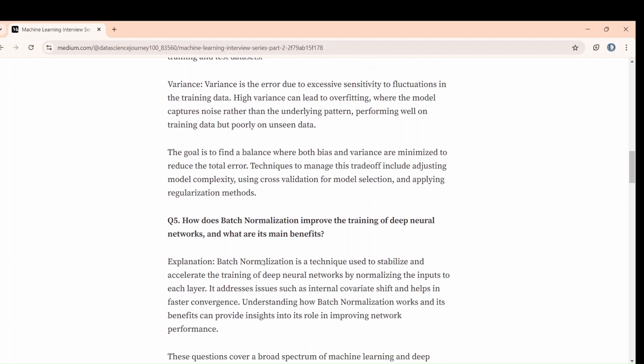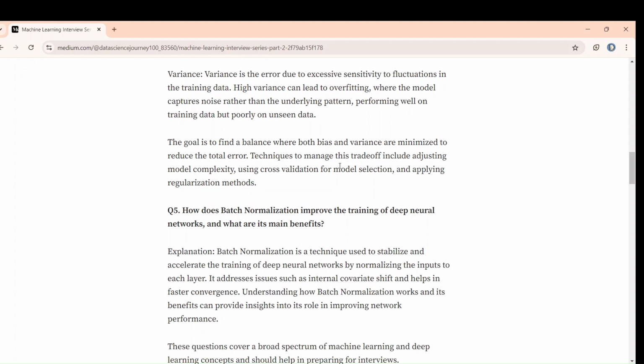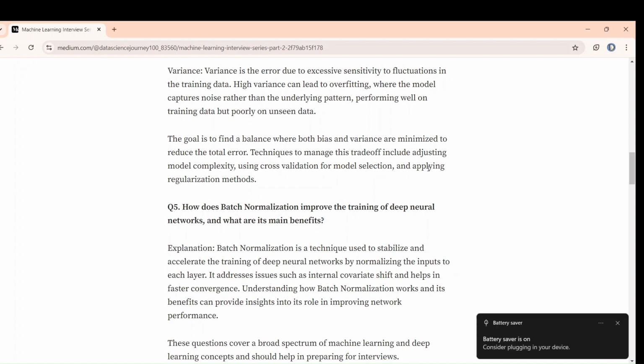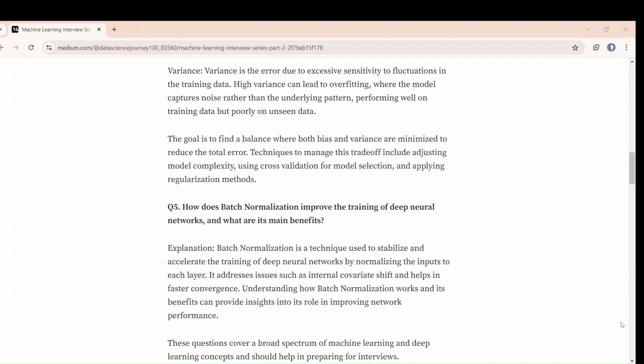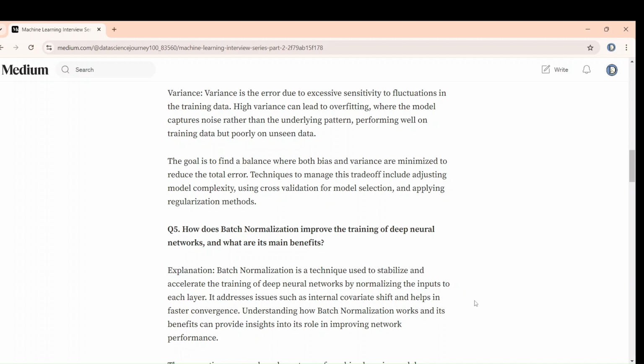Now, how does batch normalization improve the training of deep neural networks? Do you know what batch normalization is? Why it is used? What are its benefits? Batch normalization helps to stabilize the training. It solves the internal covariate shift problem and it helps in faster convergence.